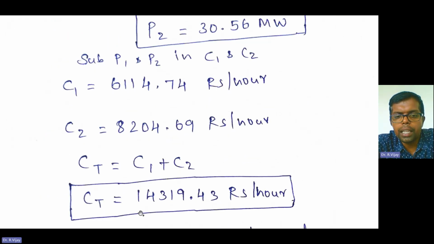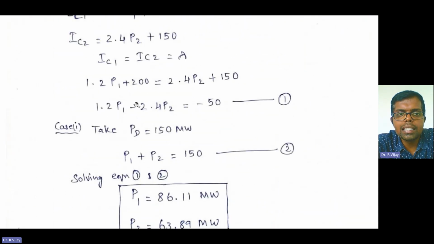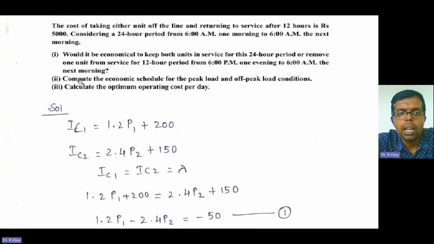So the problem isn't completed. Actually, if you complete only up to this, instead of 10 marks they will give only 2 marks, because the problem is not yet completed. The main problem is, first they asked us to compute the economic schedule, which we calculated. Next they asked for the optimum operating cost per day, and also one condition they have given.